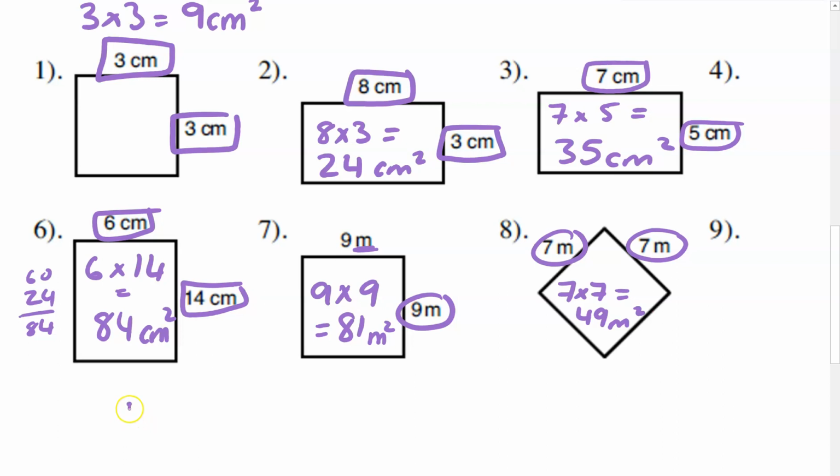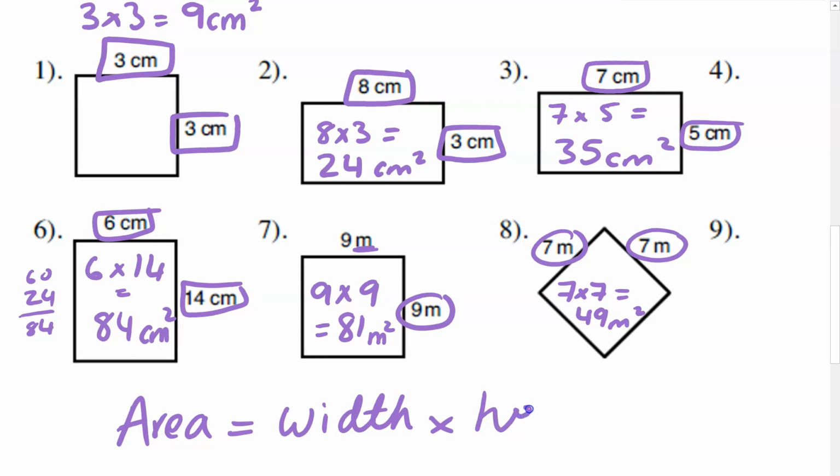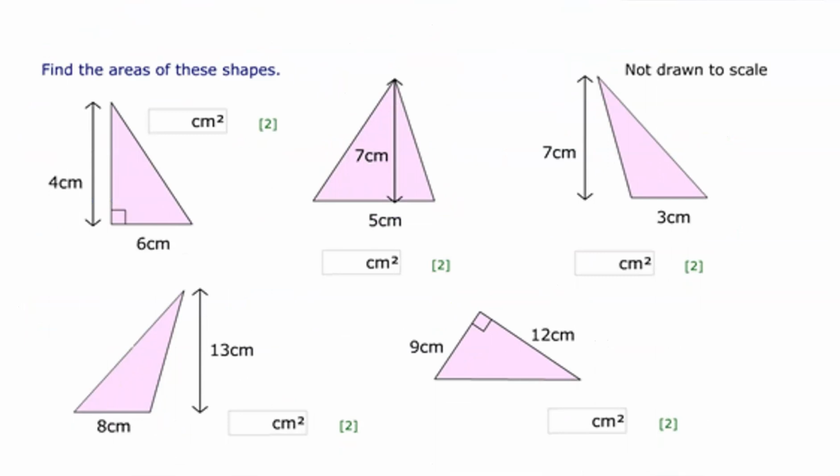So you do area is width times height. And it could be written on the bottom. It wouldn't matter if I had 8 centimetres written there instead of there, or it could have had the 3 on this side instead of that side. Doesn't matter, it's still how wide the rectangle and whatnot is, multiplied by how tall it is. Okay? And then the last one for you is triangles.